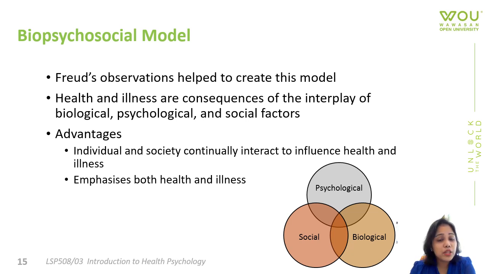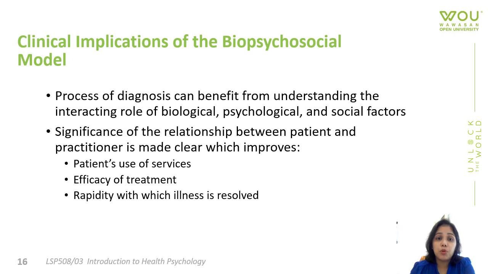Now, the biopsychosocial model looks into biological, psychological, and social aspects. Health and illness are a consequence of the interplay of the biological, psychological, and social factors. The advantage of this model is that individual and society continually interact to influence health and illness. How we view health and illness is affected by these three factors. And it also emphasizes both health and illness, including promotion of health.